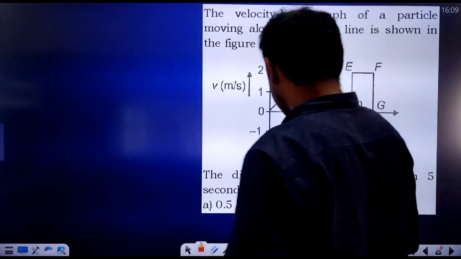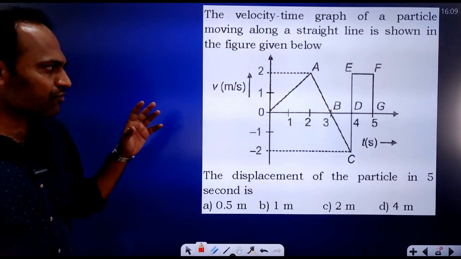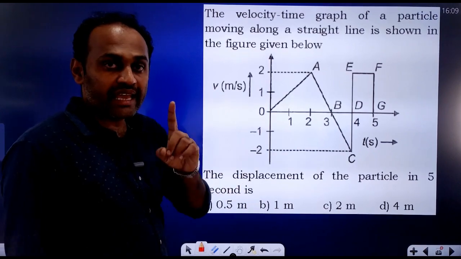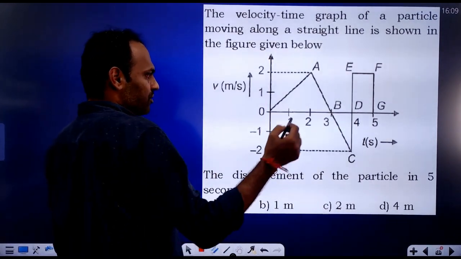We want displacement. So how do we get displacement from the VT graph? Displacement from the VT graph we will get by the area under the VT graph. So let us calculate the areas here.